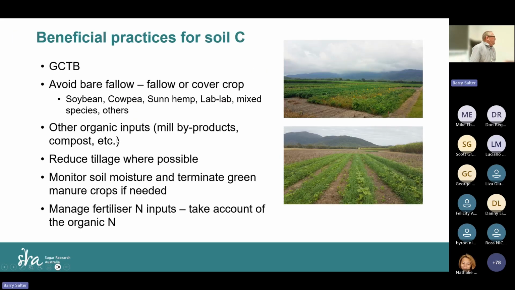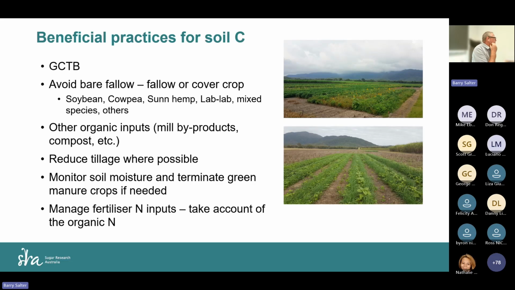So in terms of some beneficial practices that we can talk about for trying to promote soil carbon, even though I've said that it doesn't seem to be increasing soil carbon, I still think it's a beneficial practice. I am certainly suggesting that we still use trash blanketing, and even just the processing of all that organic matter by the biology in the system, I think is beneficial. We definitely need to try and avoid bare fallows, so having some sort of fallow or cover crop, and I don't really mind too much whether it's soybean, cowpea, or a mixed species. I don't really think it makes too much difference, but just having something there in the system.